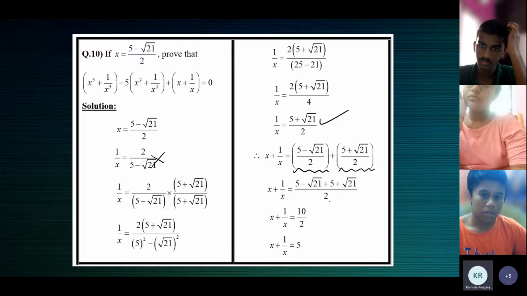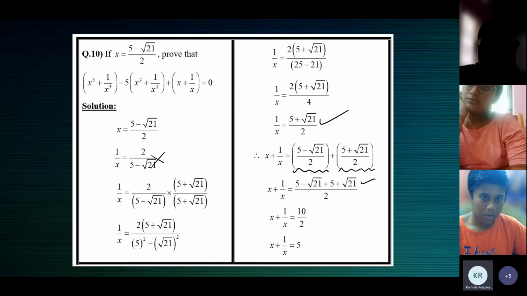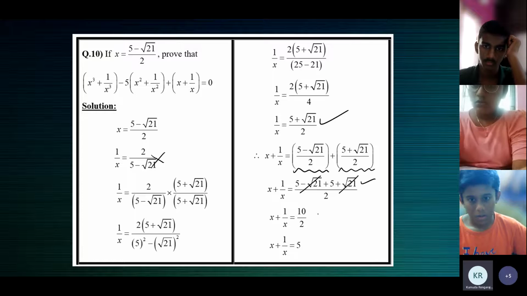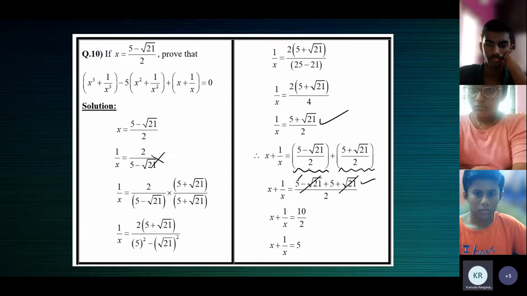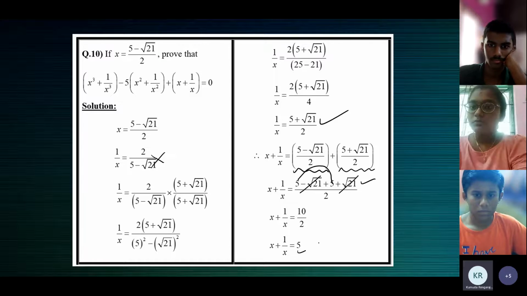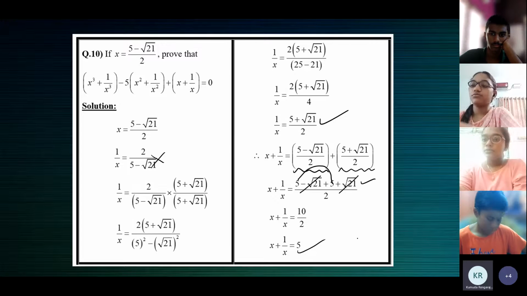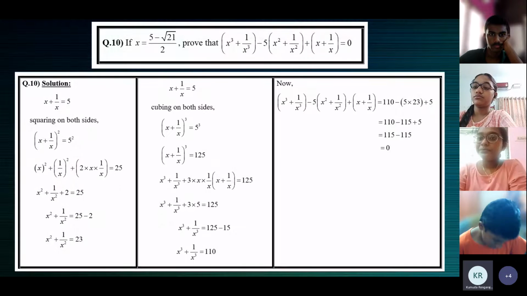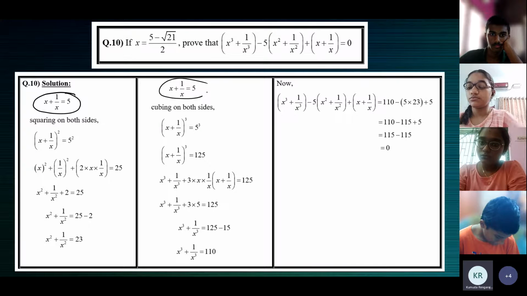Now when you take the LCM, 2 is the common denominator, and in the numerator, minus root 21 plus root 21 gets cancelled. 5 plus 5 is 10. 10 by 2 is 5. So the value of x plus 1 by x is 5. Now see here. Can you see x plus 1 by x is 5?